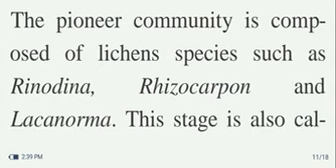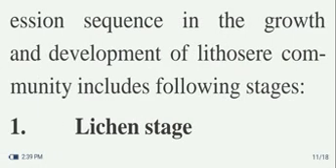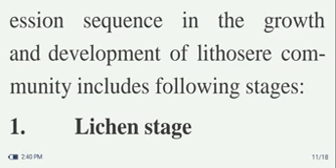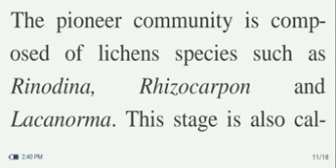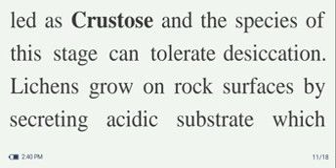Lichen stage. The pioneer community is composed of lichen species such as Rinodina, Rhizocarpon, and Lecanora. The stage is also called the crustose or lichen stage. The species of this stage can tolerate desiccation.